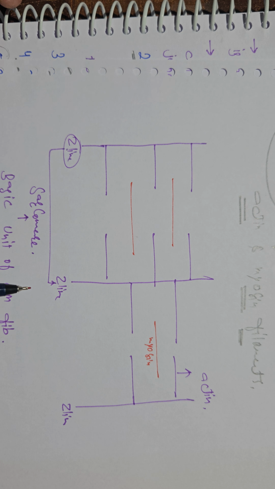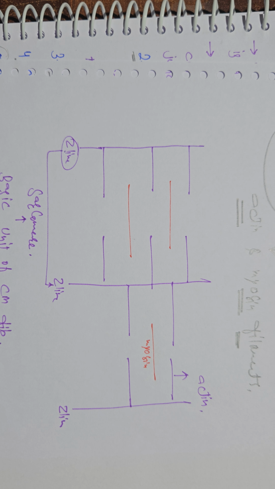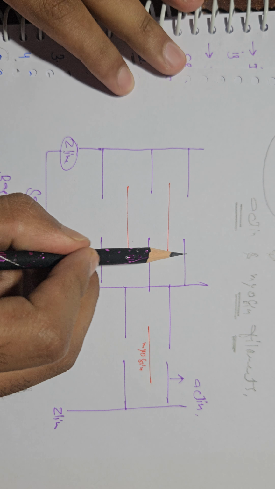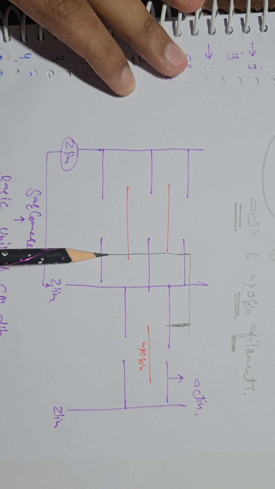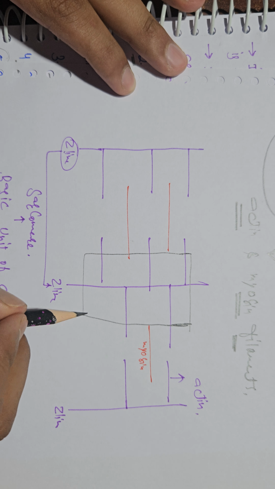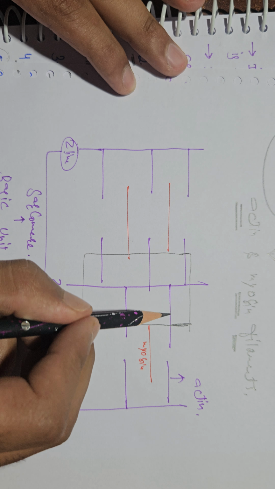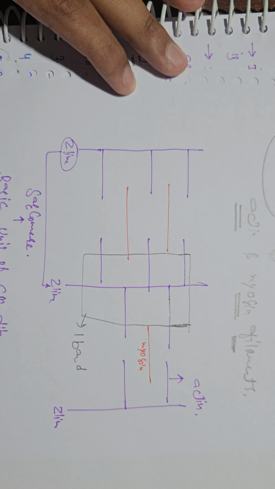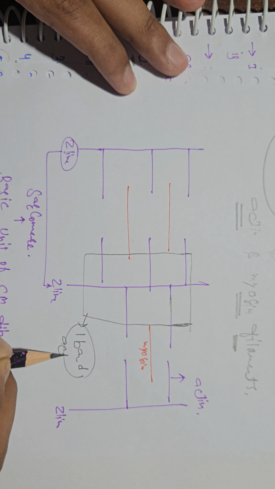Now, this part right here, I will show you with another pen. This part from here to here is called the I band. It is called the I band because it is formed only by actin filaments. It is not formed by the myosin filaments. It contains only actin.